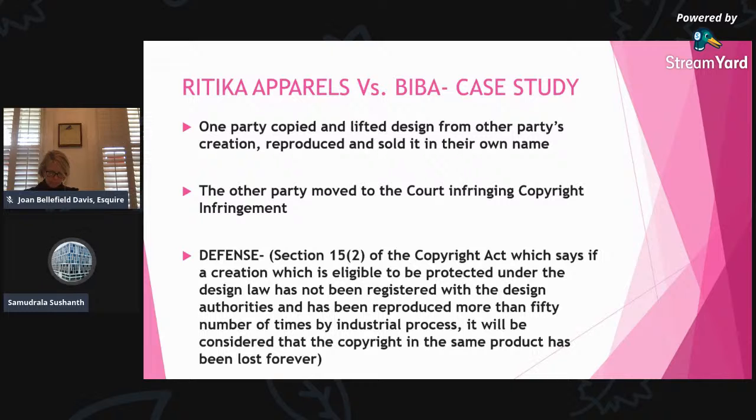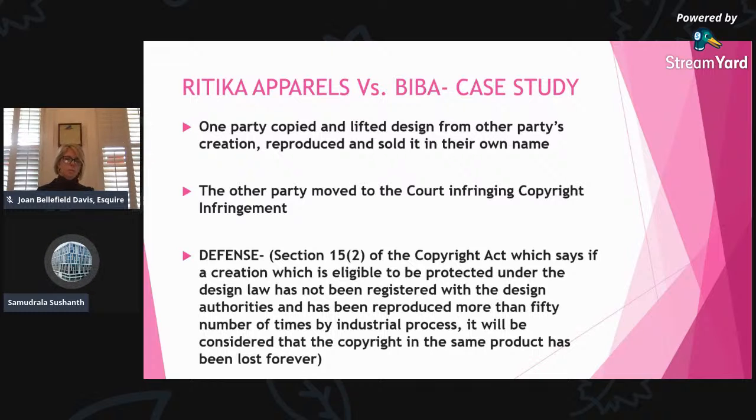So what does it mean? It means that I cannot claim copyright in case I have more than 50 copies of the same design dress that I have come up with. So you must be really careful on the kind of number, because if you are not aware of the number, I think you're losing out on your intellectual property protection. So what I wish to tell you is that this is one landmark case in the fashion industry when I talk about protection of copyright.